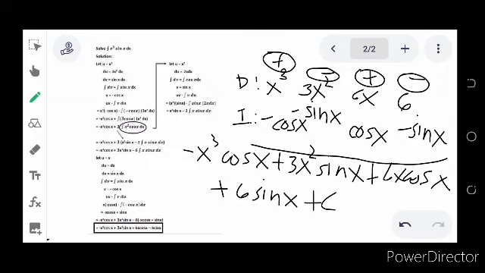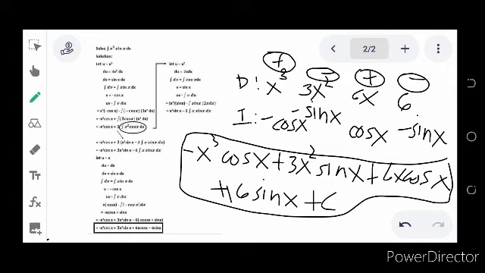This one here is just the same answer as this one. So you see how much shorter the technique that we have applied as compared to the usual integration by parts.